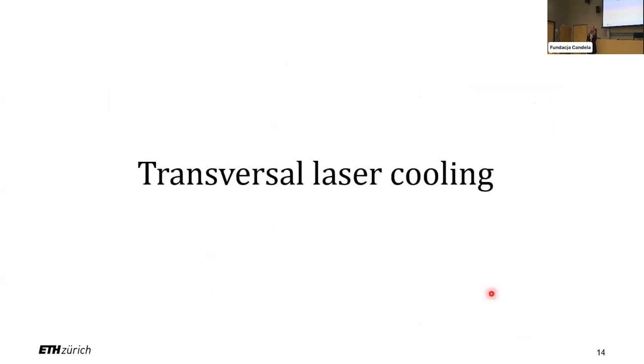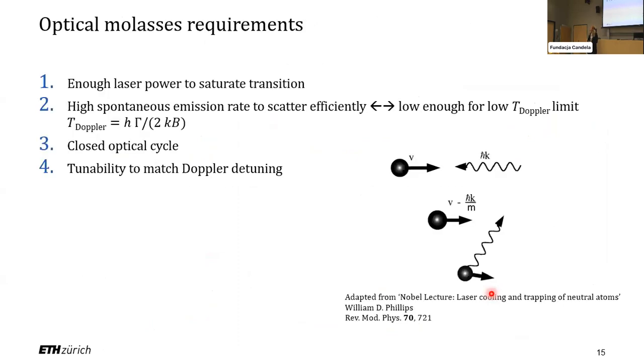Okay, so now I will focus on the laser cooling part. We use laser cooling with the so-called optical molasses. I will first give you an introduction of the requirements for us to perform laser cooling. Of course, we need enough laser power to saturate our transition so that we can cool efficiently. Now, we need a laser cooling transition that itself has a very high spontaneous emission rate so that we can scatter efficiently and have a lot of scattering processes.